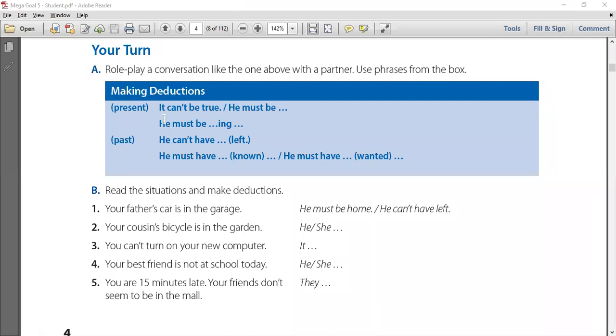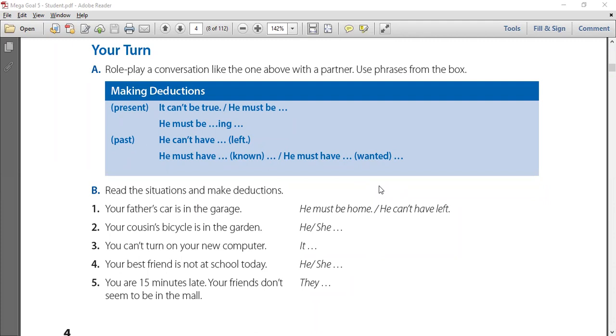Okay, so here we have making deductions. What is the meaning of making deductions? You have your phones, you can search for the meaning. Search please for the word deduction. What is the meaning of deduction? A move. Not an action, it's a thought that comes to your mind because of an action. So for example, if someone is absent today, we would assume that maybe she's sick, for example.